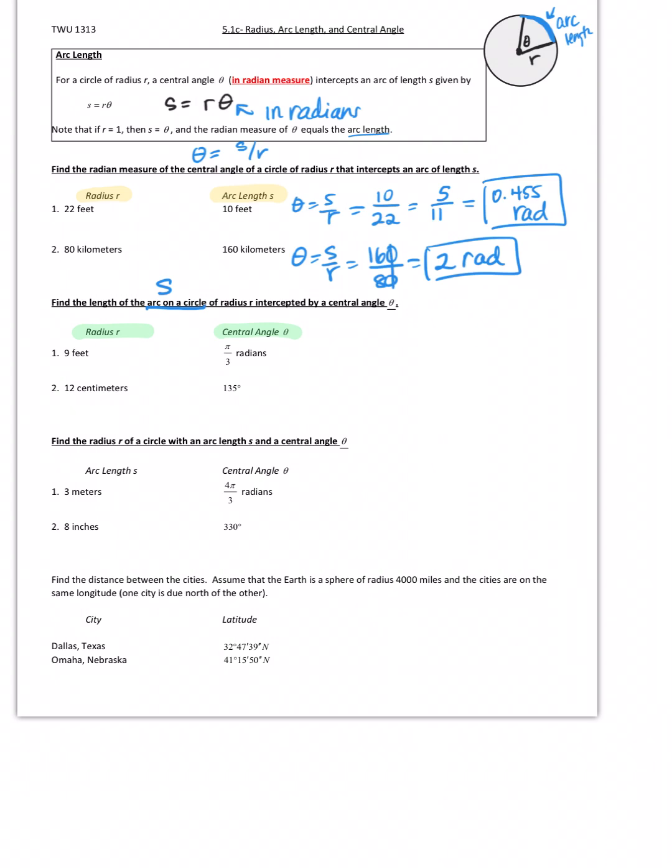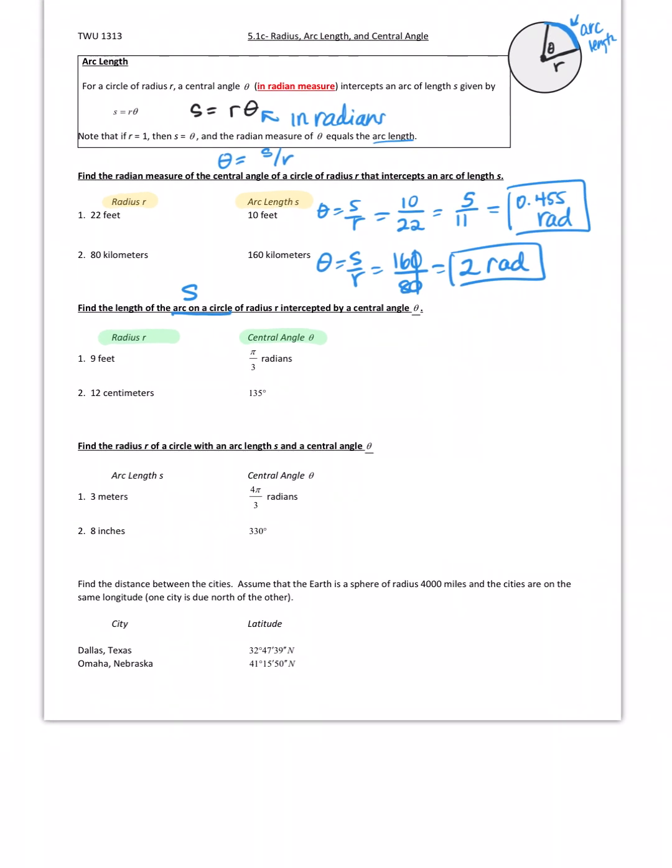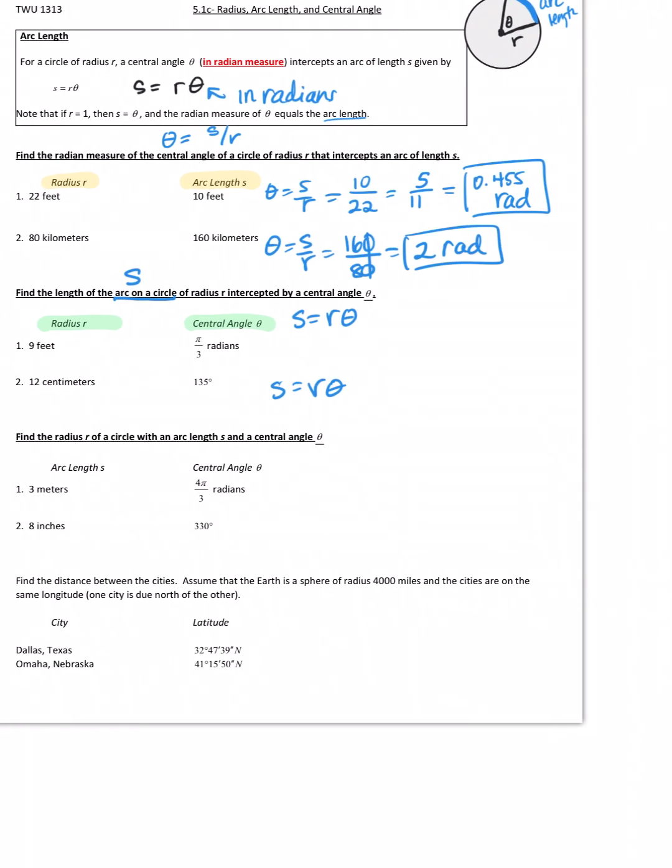Okay, no problem. But look, our formula is already there, right? It's already in the form we need. So S is R theta. We're going to use that on both of these. All right, so we're just going to plug it in. So 9 feet times pi over 3. That's easy, right? 3 pi. So take your calculator and multiply 3 times the pi and round to 3 places, and you get 9.425. And we put units. Make sure you put units. So this would be feet.